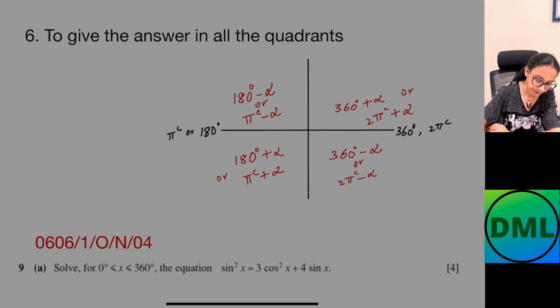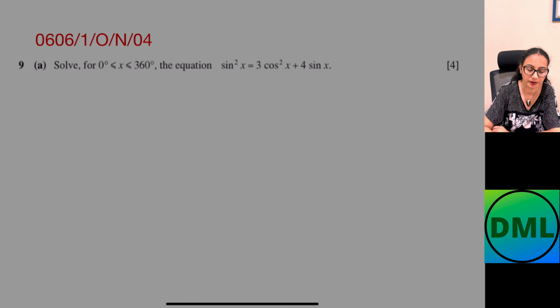Let's see some examples and understand what we are talking about. Solve for x greater than or equal to 0, less than or equal to 360 degree, the equation sin square x is equal to 3 cos square x plus 4 sin x. I need to solve this equation in the domain of 0 degree to 360 degree.